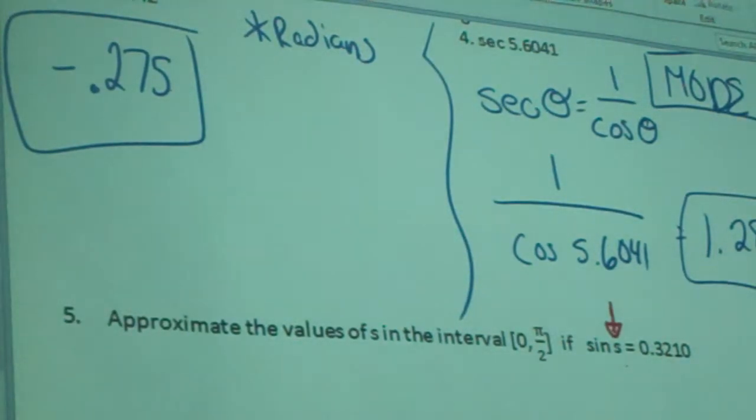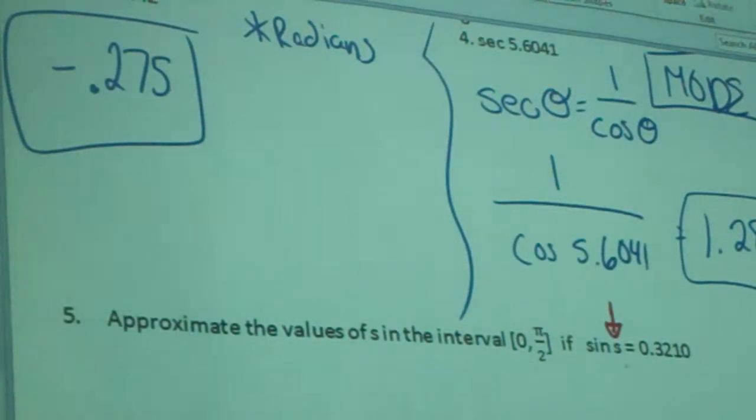Is there a 0.3210 in the x or in the y values? Because that's where sine is, right? Where in the y? Do you see it in your unit circle? No. It's not in your unit circle.